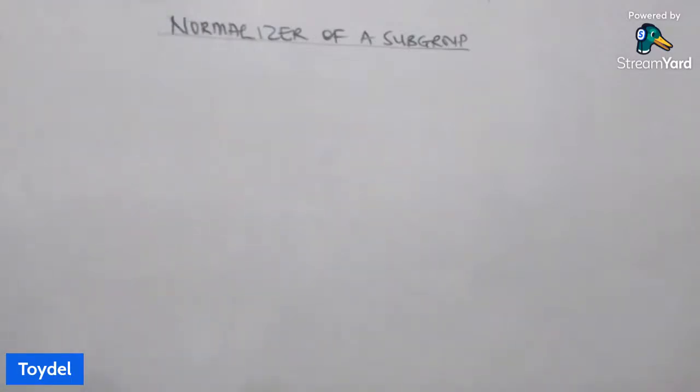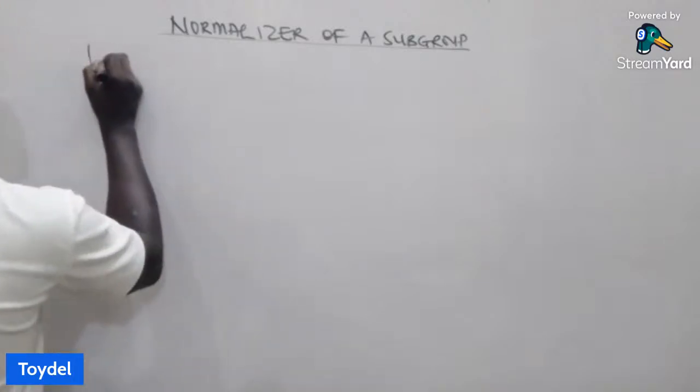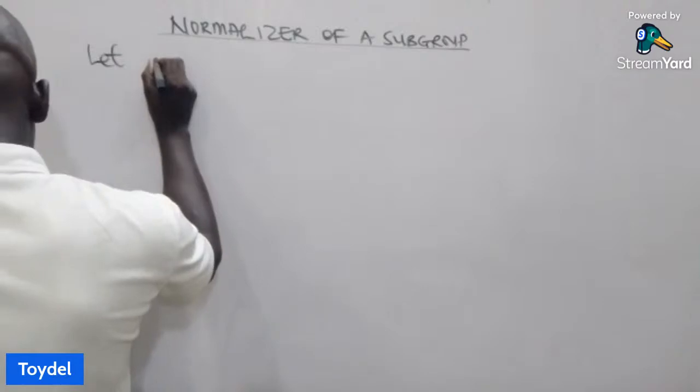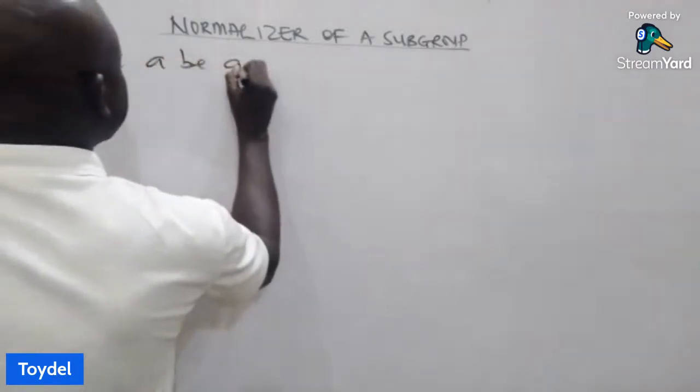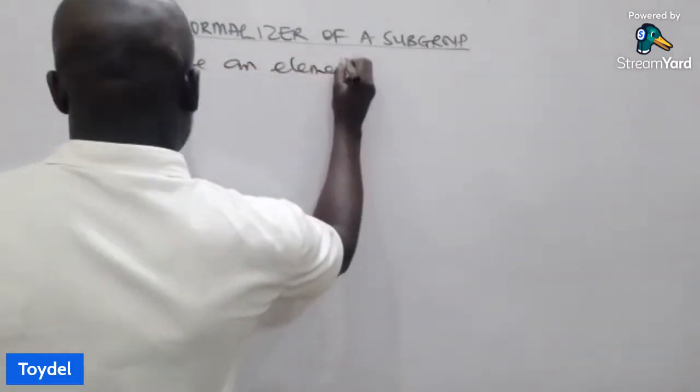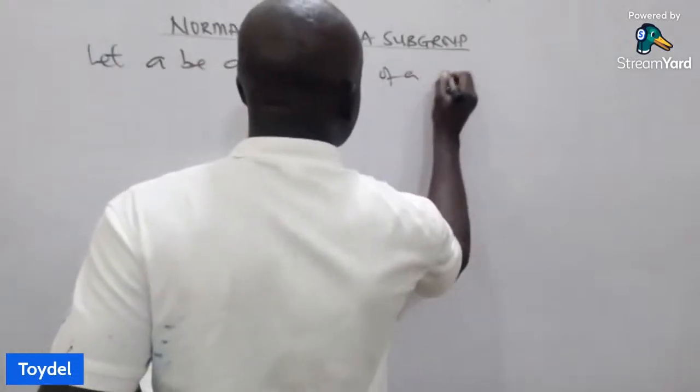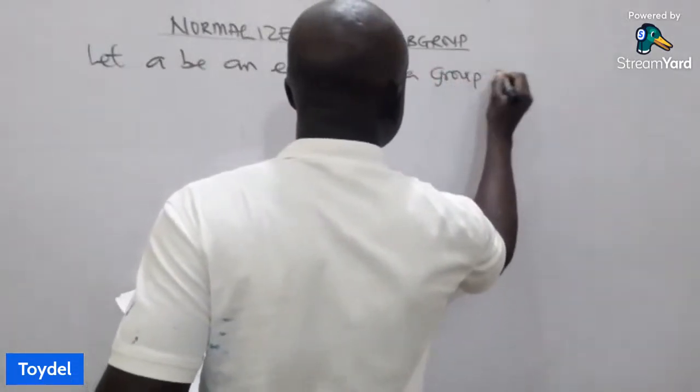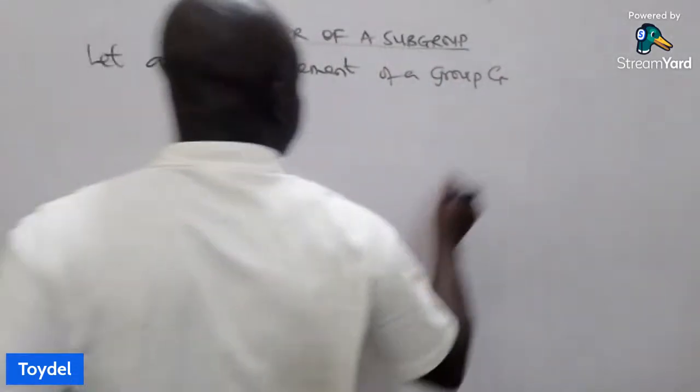So today we want to look at the normalizer of a subgroup. Before the normalizer of a subgroup, we are going to give some assertions. So now let's go. Let a be an element of a group G.